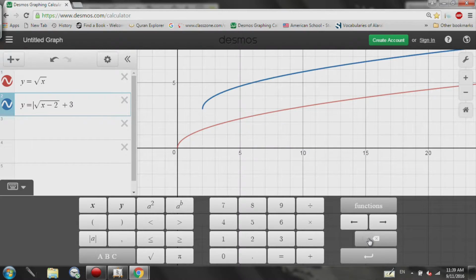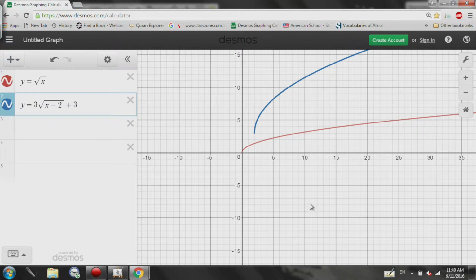Okay, let me put it back the right way. What if I put a 3 there? It would just be the blue graph going up faster. Watch this. You see this? Do you understand that? So the shift will tell you this, and then that number will tell you how it will look.